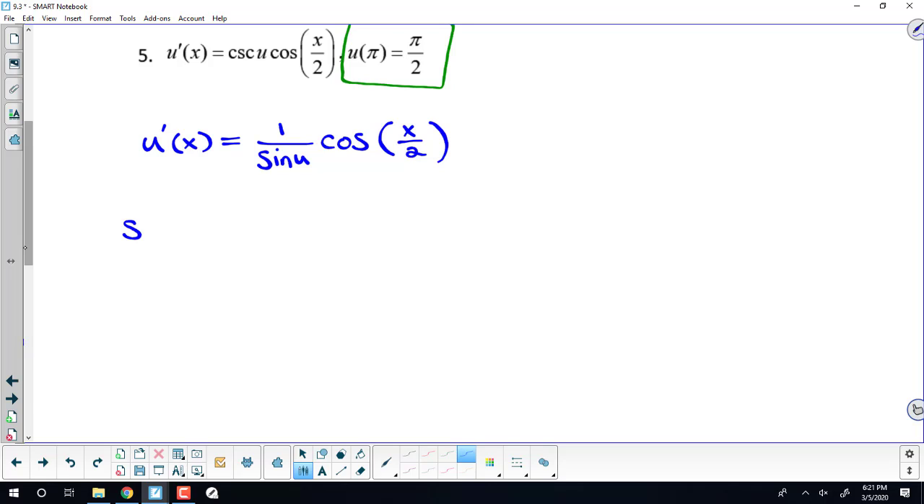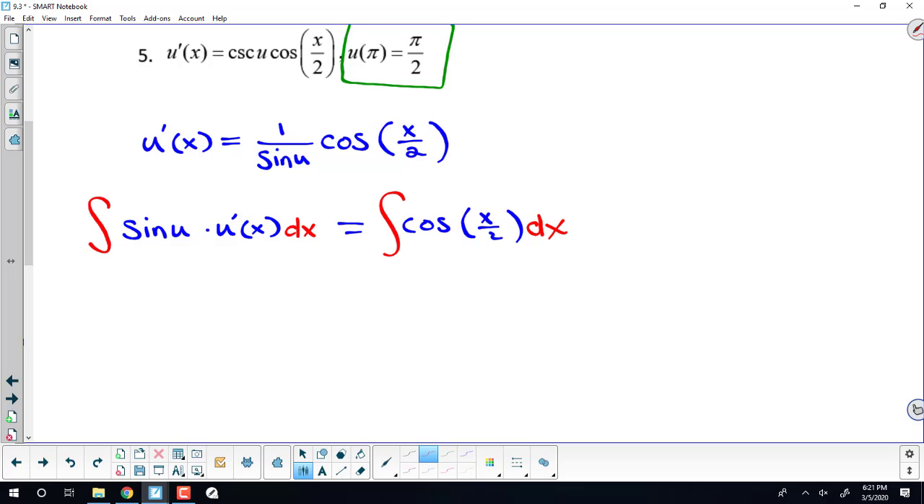Multiply both sides by sine u so that we have the u's together. So it's separated, u's together, other variable on the other side. We anti-differentiate with respect to x here. And so what do we get? What's the left-hand side? The antiderivative of sine u, u prime dx, would be negative cosine u.